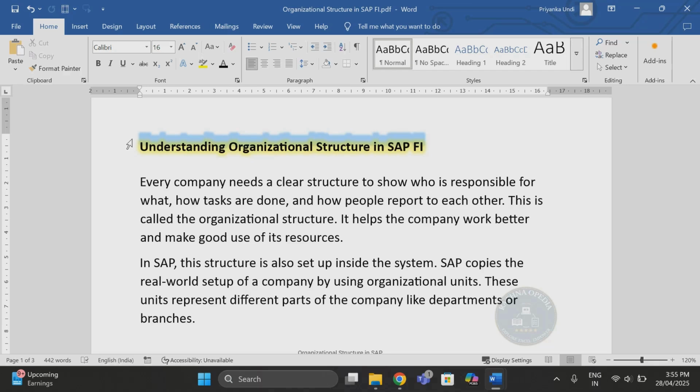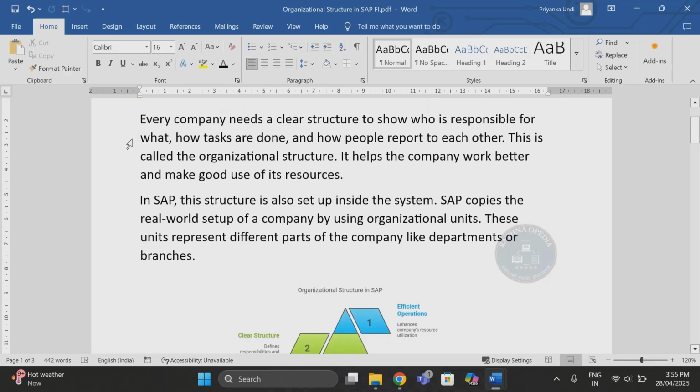It also covers how information passes between people. This is called the organizational structure. Mainly, it is focused on who is responsible for what, how tasks are done, and how people report to each other. It helps the company work better and make good decisions.